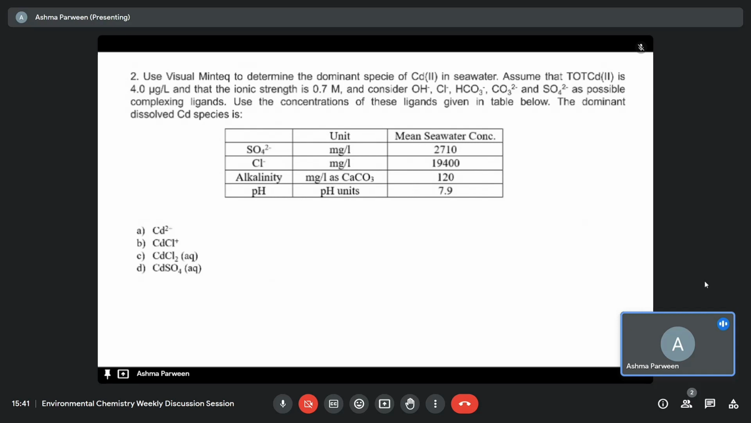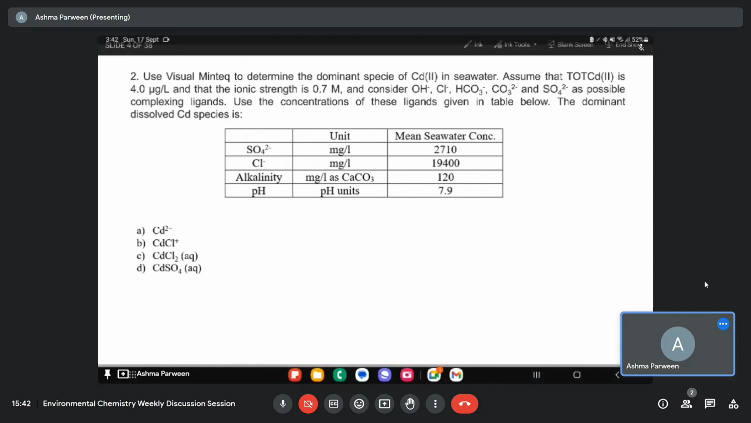So in the table, the concentration of sulfate is given, chloride is given, alkalinity and pH are given for the system, along with the concentration of total cadmium and ionic strength. So what we are going to do is feed all these values into Visual MINTEQ and see out of all 4 which is the dominant one. So let's go to Visual MINTEQ.